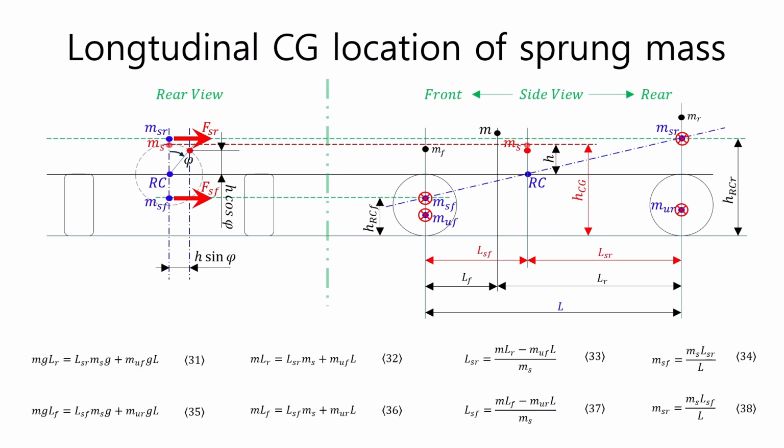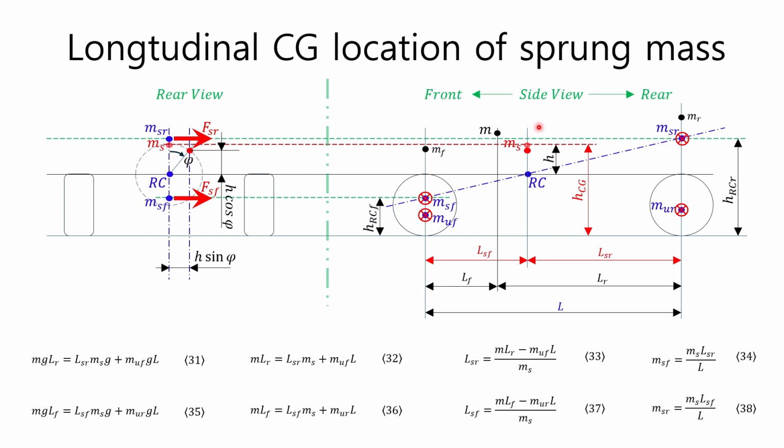In order to calculate the lateral force FSF acting laterally at the front suspension roll center, due to the lateral acceleration of the front suspension supported sprung mass MSF, and the lateral force FSR acting laterally at the rear suspension roll center, due to the lateral acceleration of the rear suspension supported sprung mass MSR, the front suspension supported sprung mass MSF and the rear suspension supported sprung mass MSR must be obtained.